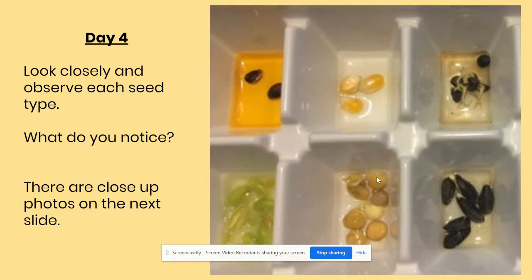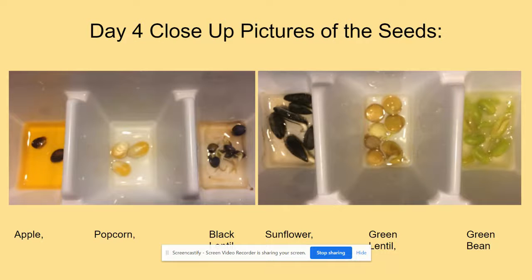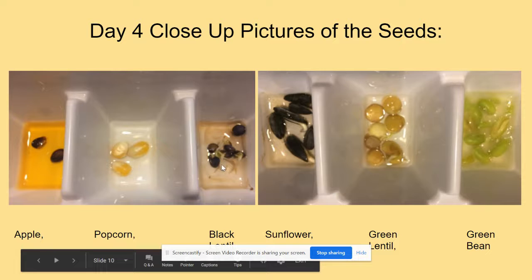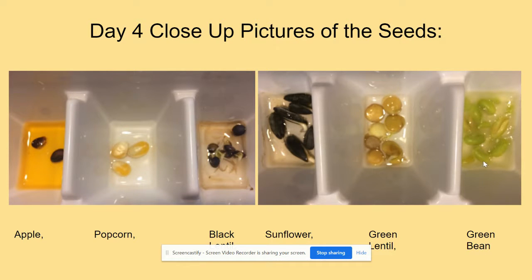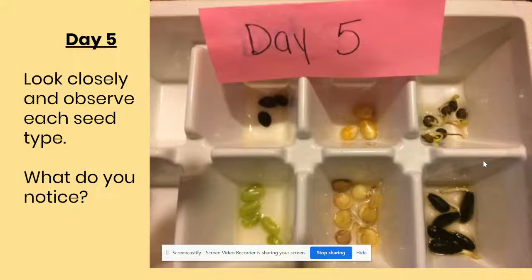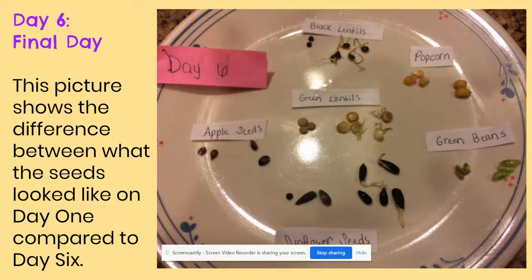Here's day 4. Let's look closely and observe each seed type. What do you notice? Let's look at some close-up photos. These are the apple seeds, pumpkin, black lentil, sunflower seeds, green lentils, and these are green bean seeds. Here's day 5. Look closely. Do you notice any changes? What do you notice? Here's day 6.